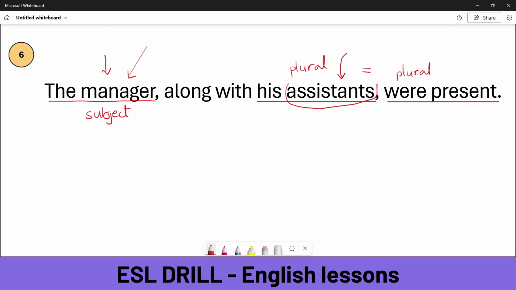The manager, along with his assistants, were present is wrong because we are talking about the manager, and this is a singular subject, so we have to use was in the past tense. Was is used with singular subjects. But when can we use were? If you say the manager and his assistants, you can say were present. The manager and his assistants were present. But here, along with his assistants, it is not considered as part of the subject here. The manager was present. Let's move further.